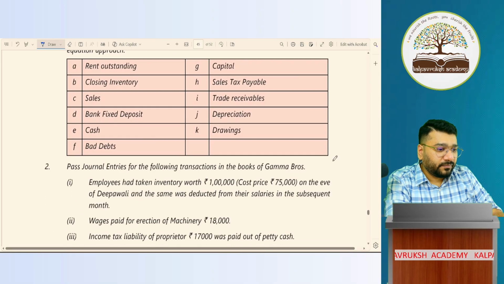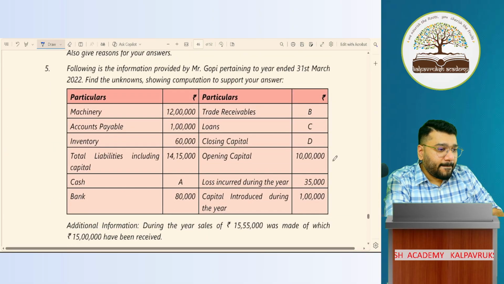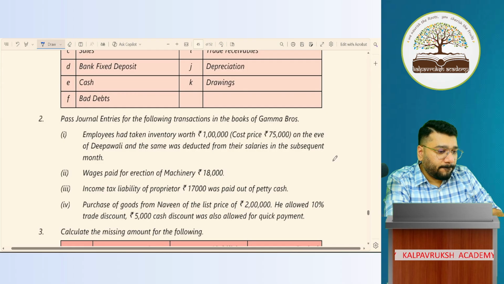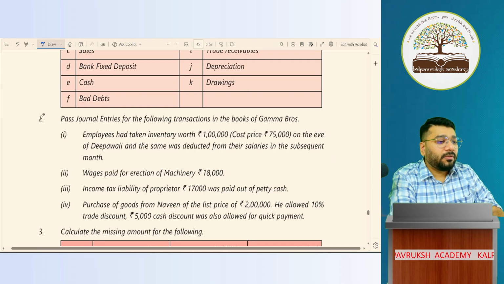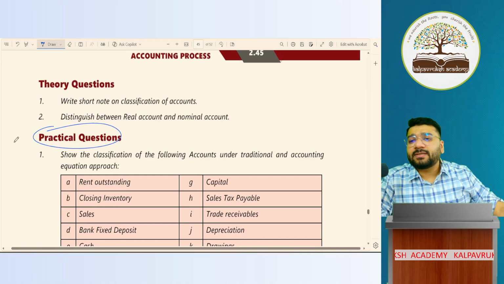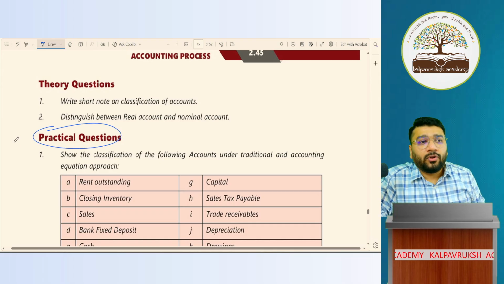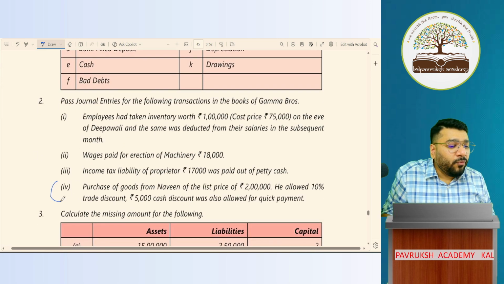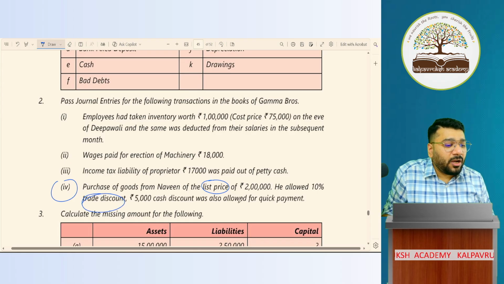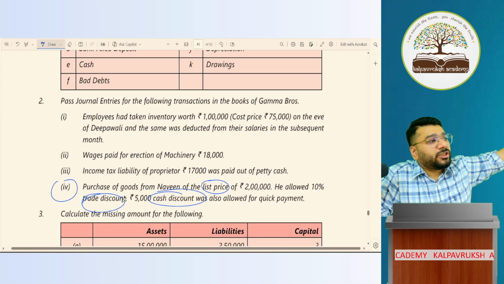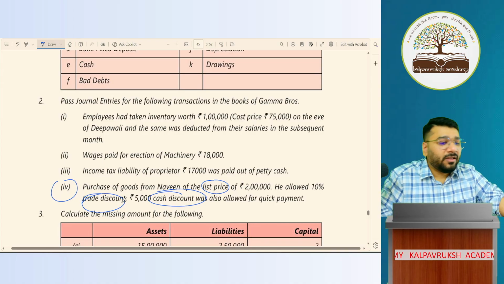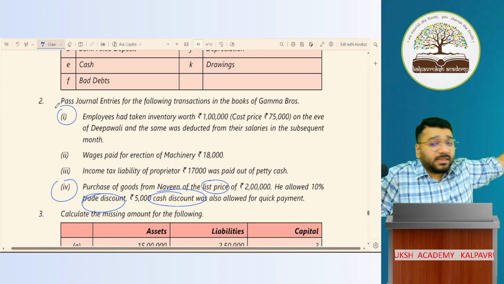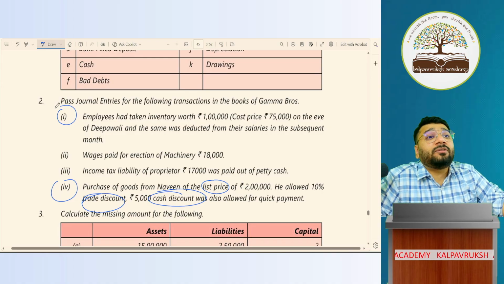Listen to me very carefully. Look at the practical questions. Once the chapter is completed, the book back will have MCQ, true and false, theory questions, and practical exercise questions. If you come to the second exercise question, the fourth point talks about list price, trade discount, cash discount. But there is no mention of the concept anywhere in the textbook. If you see point number 1, it talks about reversal of purchases. A conceptual explanation of this is not there anywhere in the CA Foundation book.